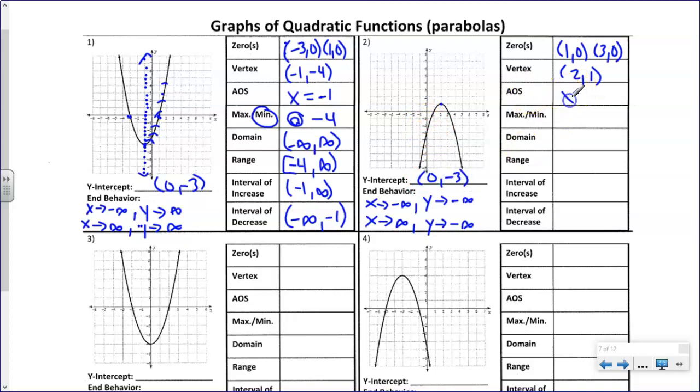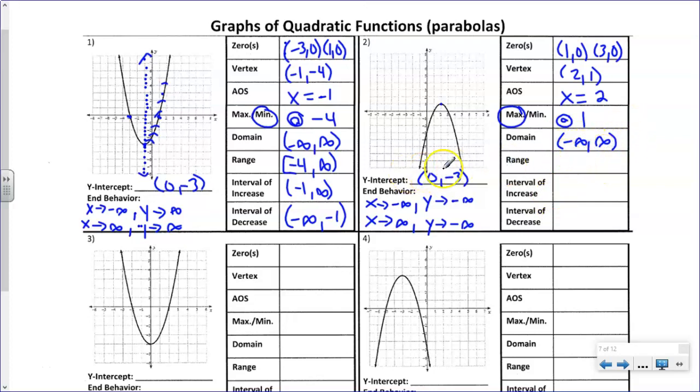Our axis of symmetry, x equals 2. This is a maximum, and that maximum, what's the highest value of the y? Is at 1. Domain, all real numbers. If you miss that, I'm going to count 50 points off your test. Not really, but you should not miss that.